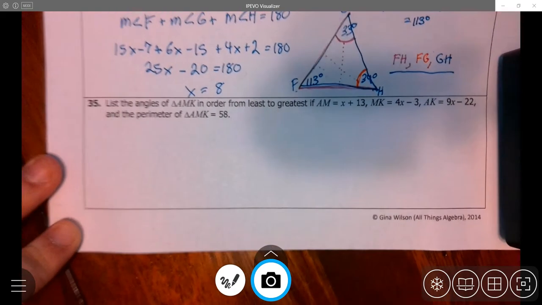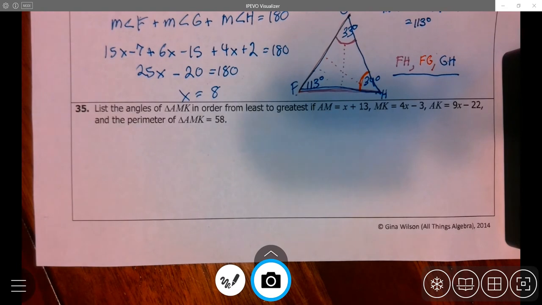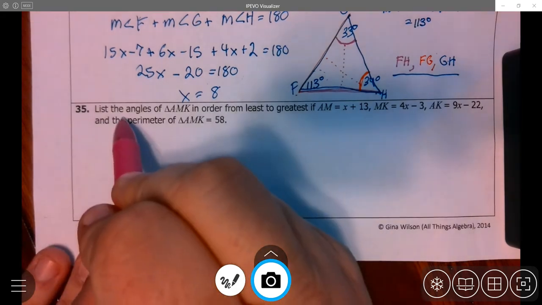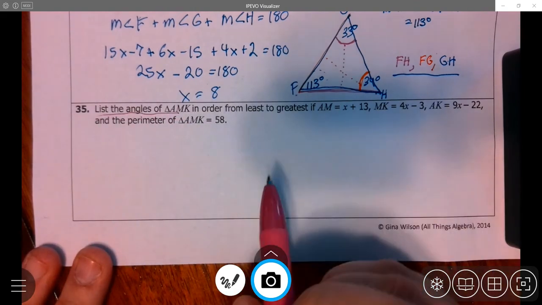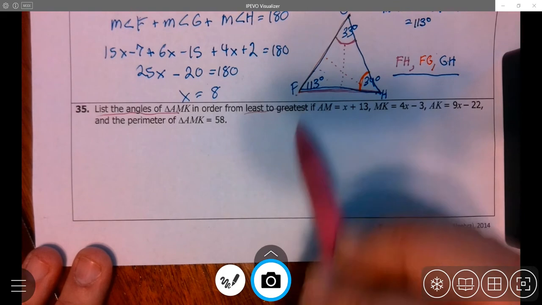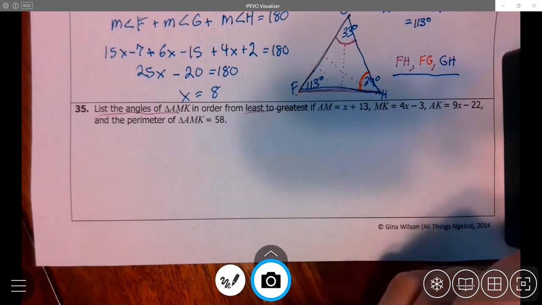So this problem is very similar to the last one that we went over with a couple of small changes. Instead of ordering the sides from least to greatest, we're going to be ordering the angles from least to greatest. And they have given us the sides as variable expressions. Okay? Now, before, we were able to take the angles and set them equal to 180 in order to solve for x.